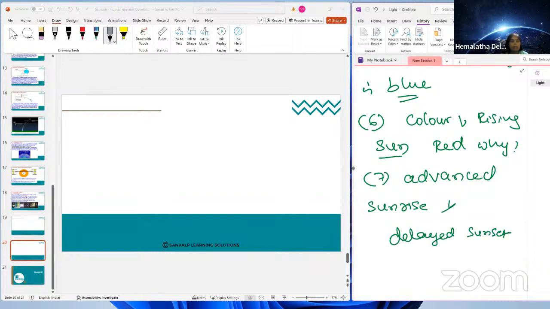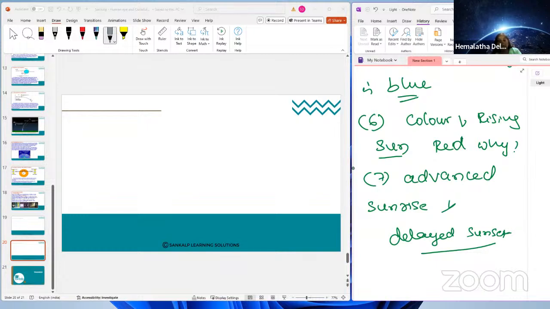Okay, advanced sunrise means what? Two minutes before only, we can see the sun rise. Already it exists in that position, but it will actually enter into that position. So that is known as the apparent position of the sun, not the actual position. The actual position comes after 2 minutes only. This is known as the advanced sunrise, correct?